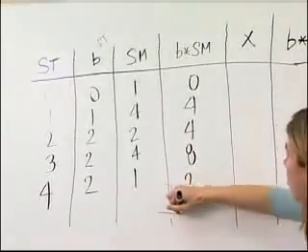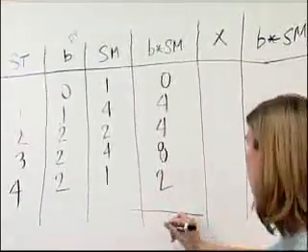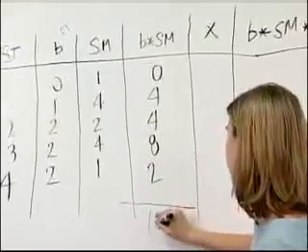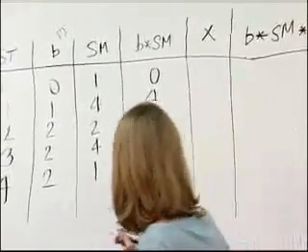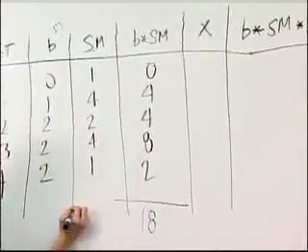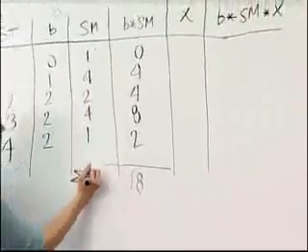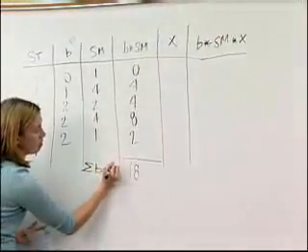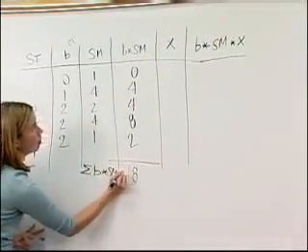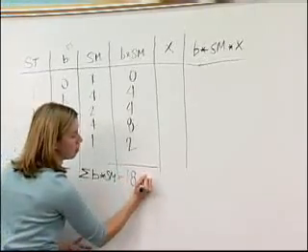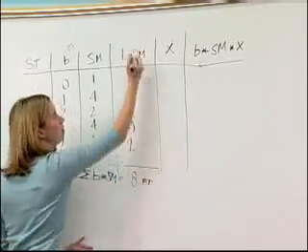We need to total these values, and if you total them, you should come out with 18. And that is the summation of B times SM. The units for this are just feet.